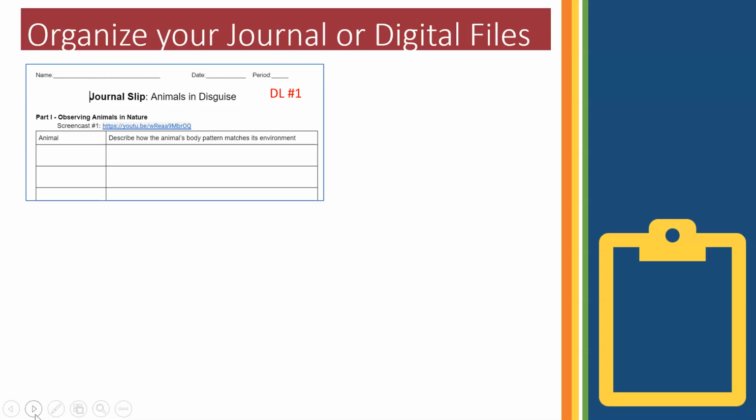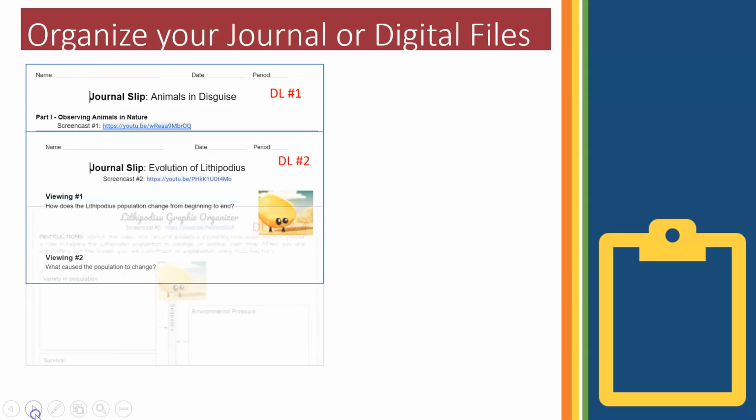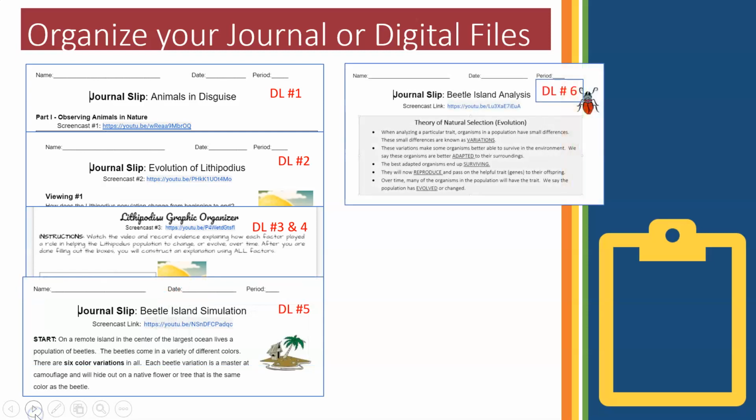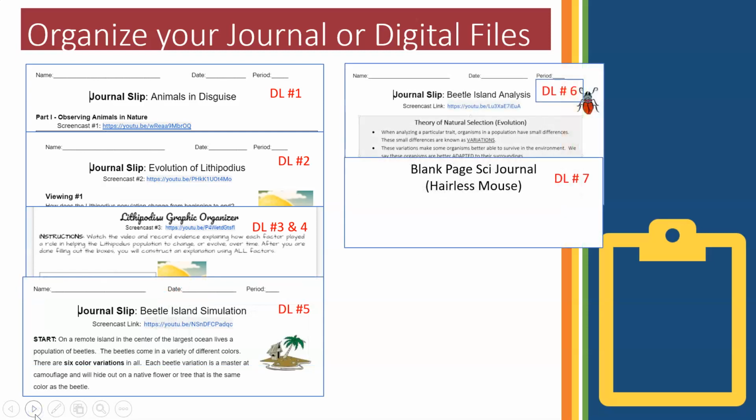But if you're working digitally on your Chromebook, I would make a folder called Science 7 Distance Learning, and as you work on your digital slips, rename the documents to say DL and the lesson number, and then house them in this folder. This way you know which files to upload for submission. I'm going to show you the rest of the slips that we've had thus far. If you want to take a moment to organize yourself, you can do so now.